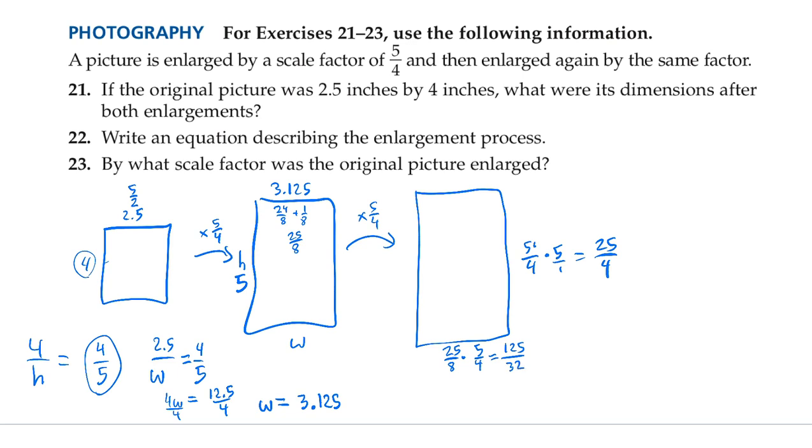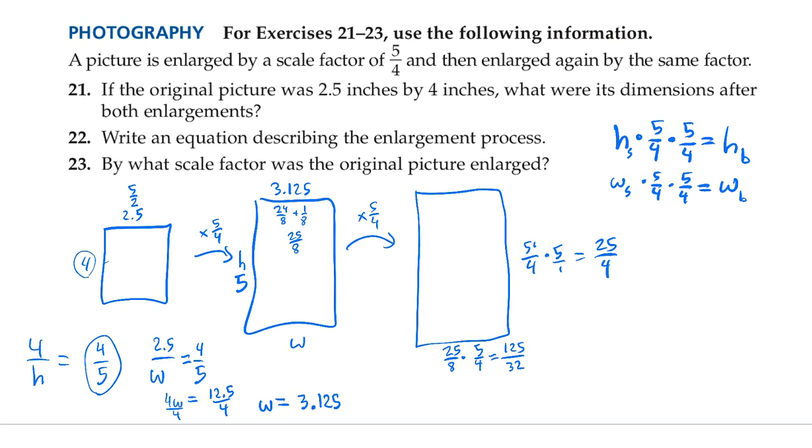Okay, write an equation describing both enlargement processes. I don't know what they're looking for there. Let's start with height small times 5/4 times 5/4 equals height big. There's an equation. An equation just has an equal sign. So I think that's a good way to recognize it. Or we could do both. So the small width times 5/4 times 5/4 equals the big width. That's a good one. Okay, by what scale factor was the original enlarged?